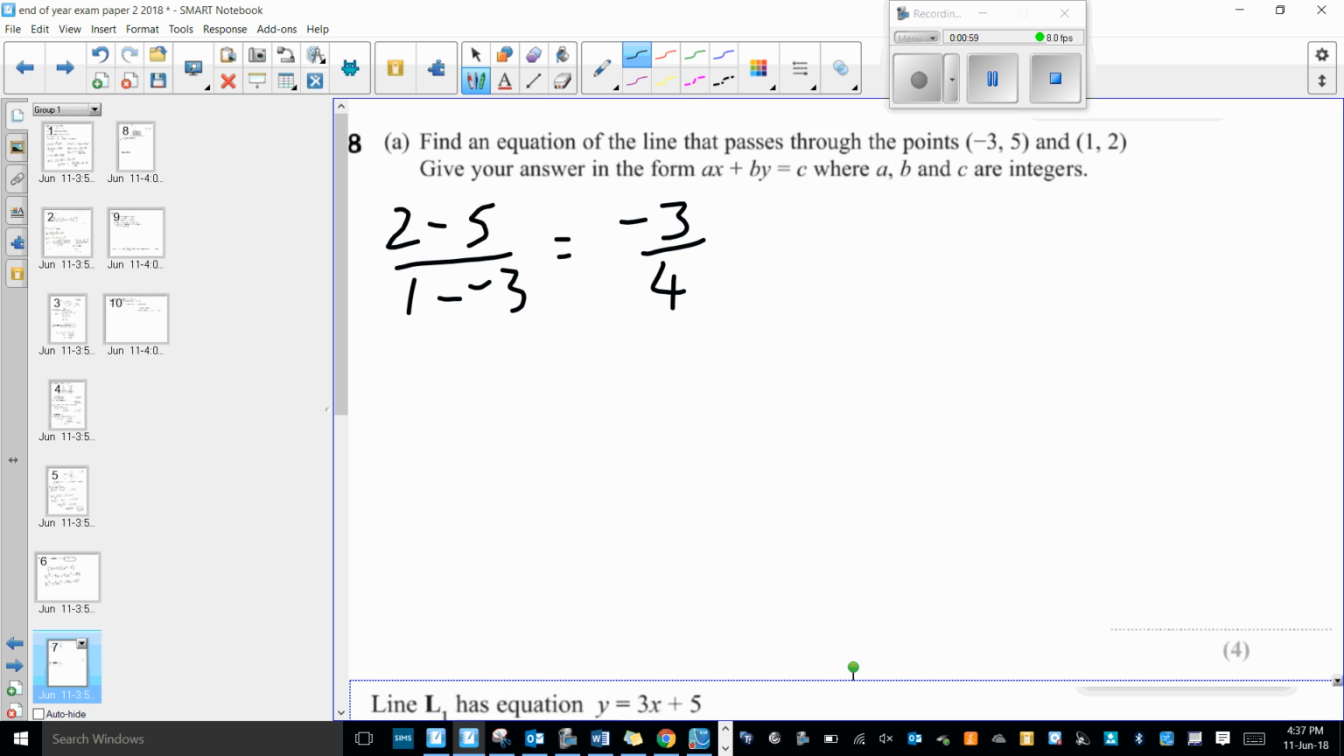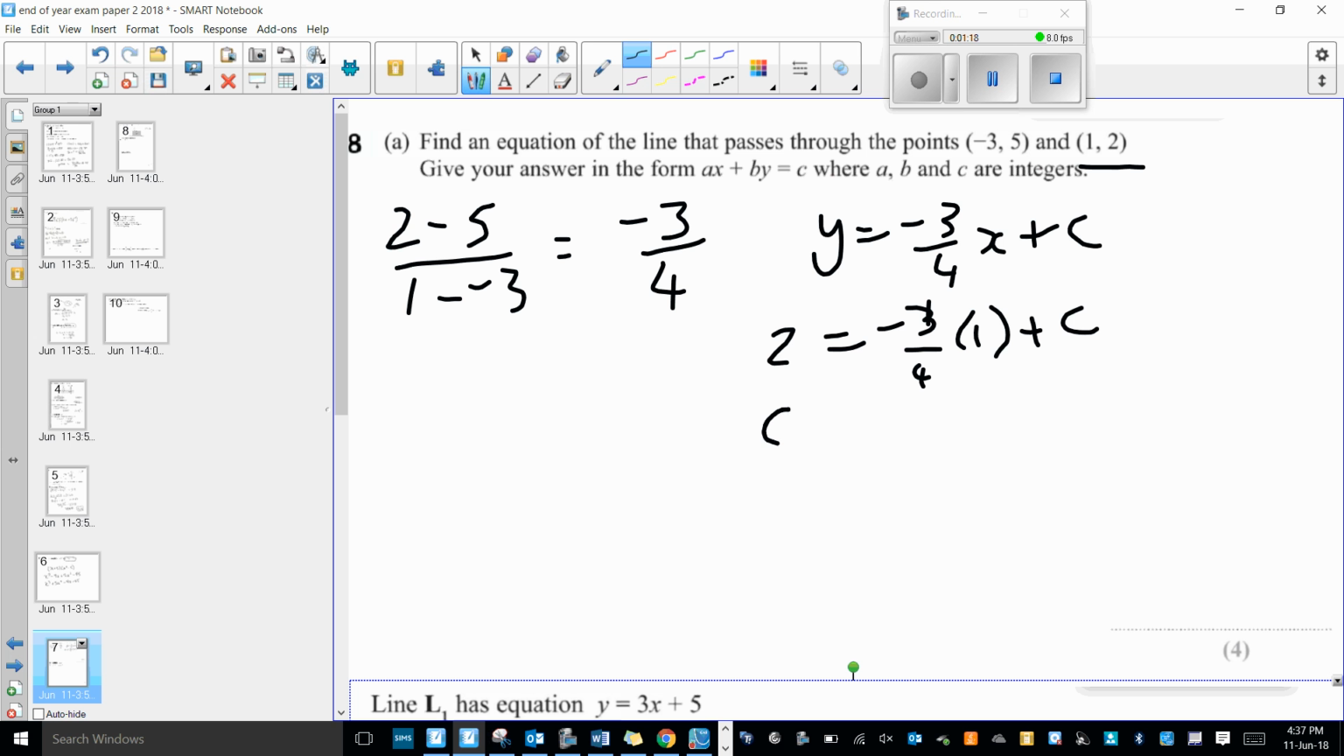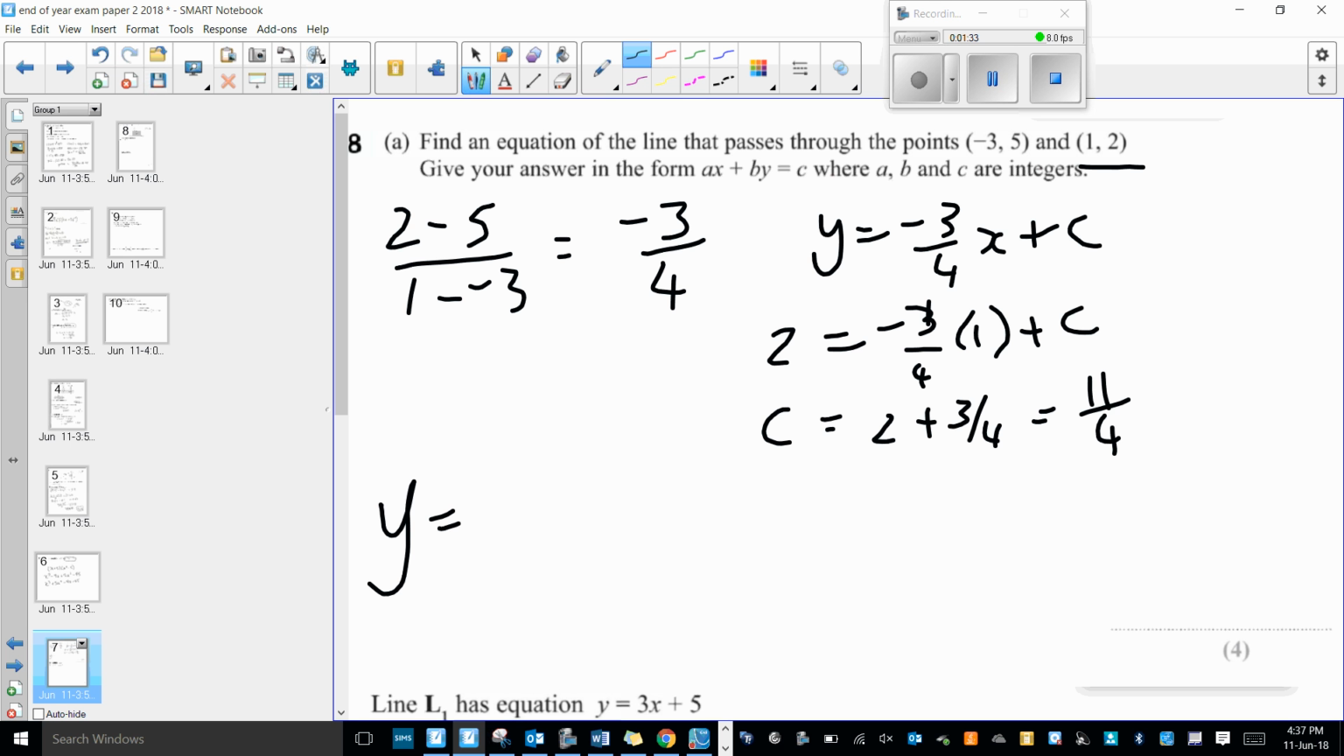And so it's y equals negative 3 over 4x plus c. We go through both of the points, so it doesn't matter which one we choose. I'm going to choose 1, 2, it looks easier. So 2 equals negative 3 over 4 multiplied by 1 plus c. So c equals 2 plus 3/4. I'm going to write that as an improper fraction. So 2 multiplied by 4 is 8, plus 3 is 11. So that's 11 over 4. So y equals negative 3 over 4x plus 11 over 4.